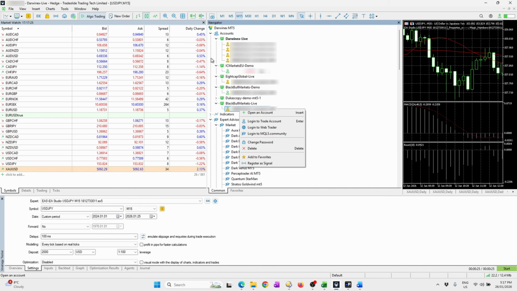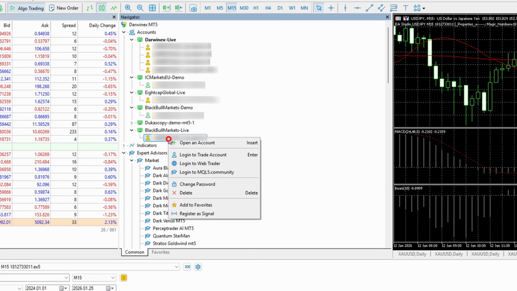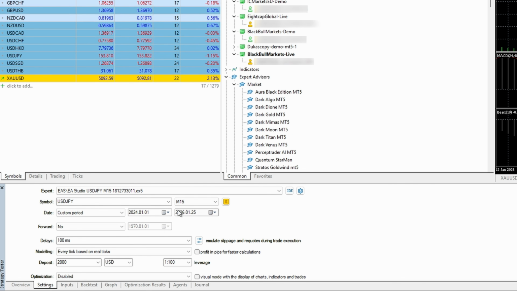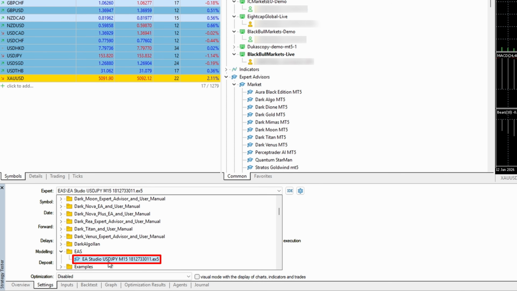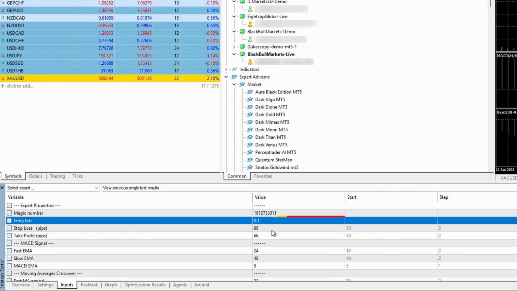I've got MT5 open here, and I've got lots of accounts, so you can log into whatever you want to take the data from. I've chosen Black Bull, so let's choose their live account here. Here's the chosen USD JPY strategy, and I'll test it over a couple of years. It's M15, a couple of years is certainly adequate. I've set the balance to 2000. Just for a start, I'm going to choose 0.1 lots.